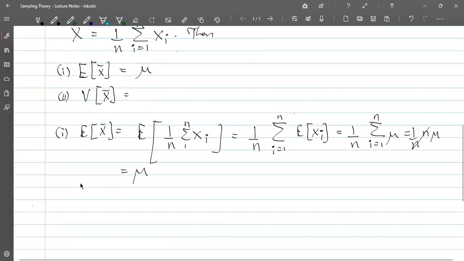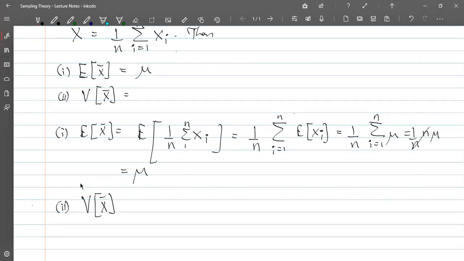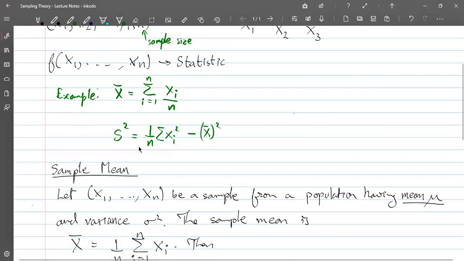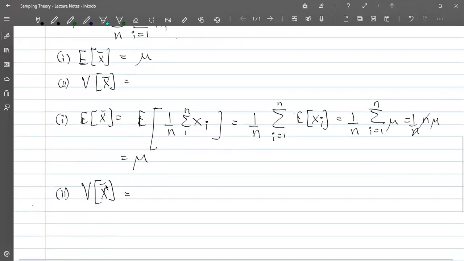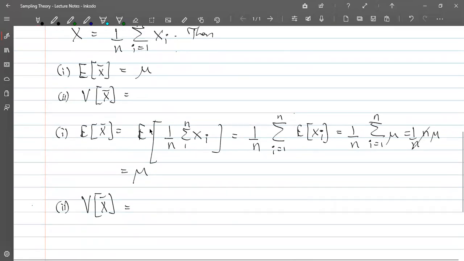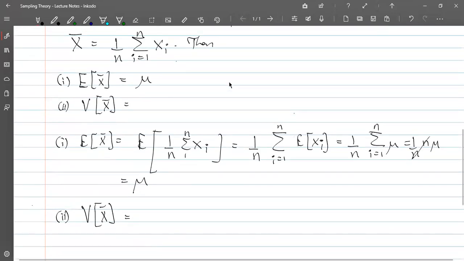Now, how do you compute variance? So now you want the variance of x bar. Again, remember this is not S square. I'm not talking about S square at all. I'm not talking about sample variance. I'm talking about the variance of the sample mean, because the sample mean itself is a random variable. So how do you compute the variance of x bar? X bar is given by this definition.